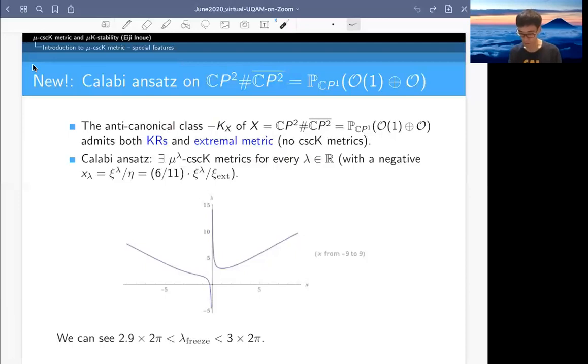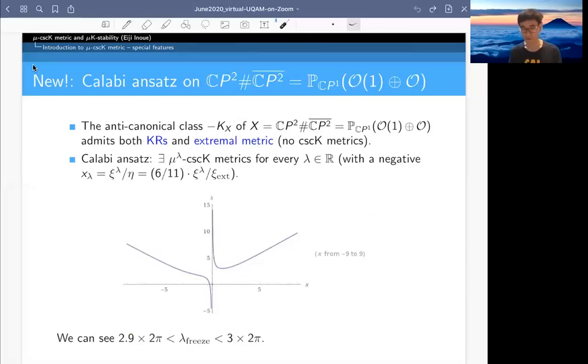And this is the graph of the pairings of xi and lambda, which satisfies the critical point condition of this mu entropy. So this graph tells us about this locus, and I showed the existence of mu lambda cscK metrics for this locus, and I don't know for this locus. And we can see from this graph, and actually we can compute by computer, that lambda free is around here, around 3 times 2 pi.